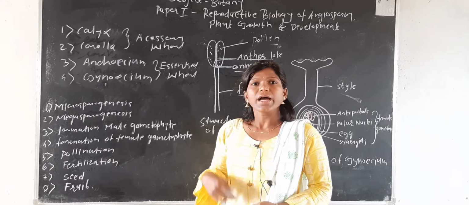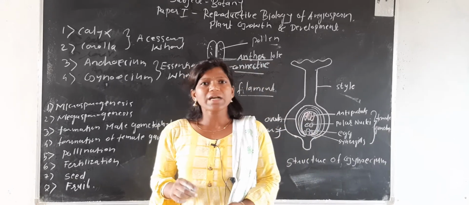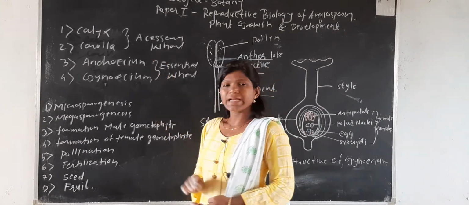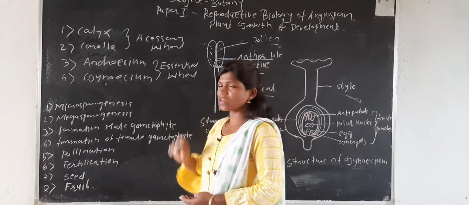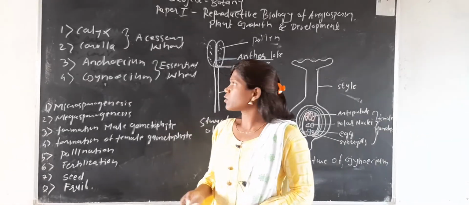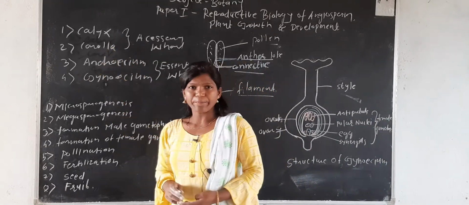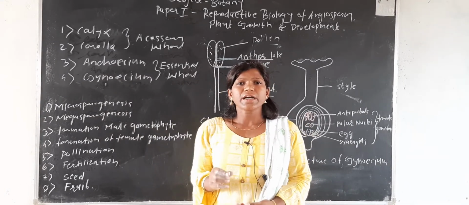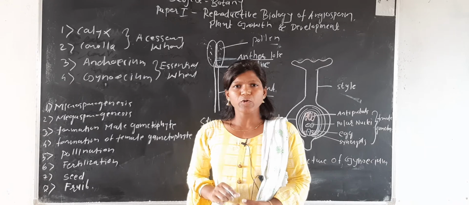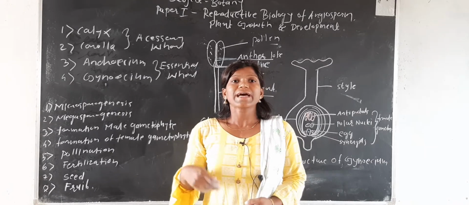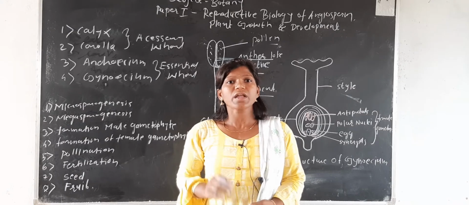Okay. Again, these four whorls are divided into two groups. First, the accessory whorl, and second, the essential whorl. So what is the accessory whorl? The accessory whorl includes calyx and corolla. Why is it called the accessory whorl? Because it does not take part in sexual reproduction directly, therefore it is called the accessory whorl, and they are only a support for sexual reproduction.